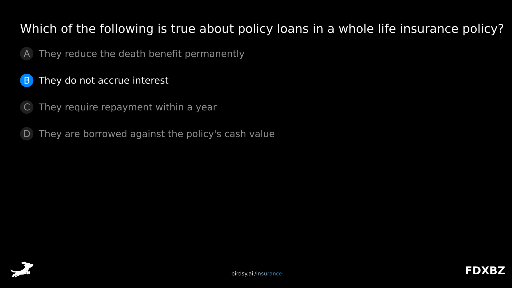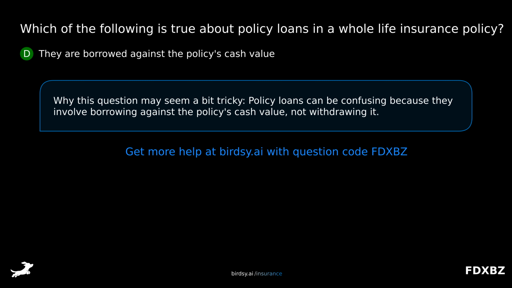B, they do not accrue interest? C, they require repayment within a year? Or D, they are borrowed against the policy's cash value? The answer is D, they are borrowed against the policy's cash value. Why this question may seem a bit tricky: policy loans can be confusing because they involve borrowing against the policy's cash value, not withdrawing it.